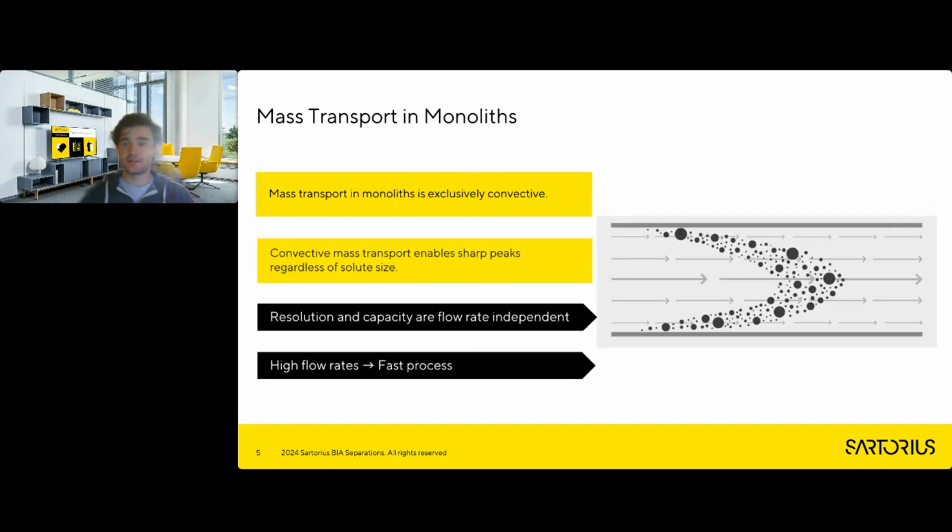Due to the channels, the flow through the monolith is convective. So every mass transfer that happens is exclusively convective. That means the convective flow offers resolution and capacity independent of flow rate, and what you develop on the plates can easily be transferred to the column format or larger plates.